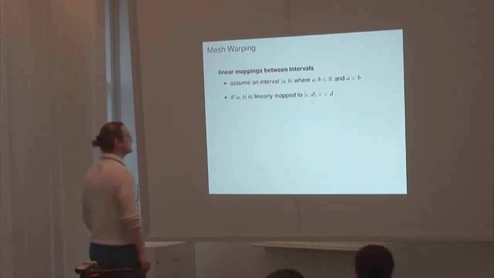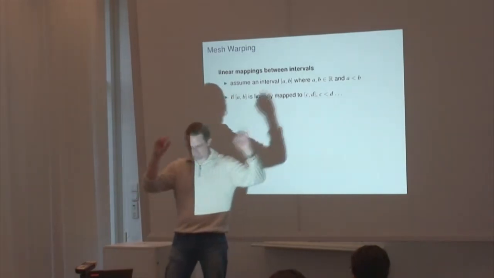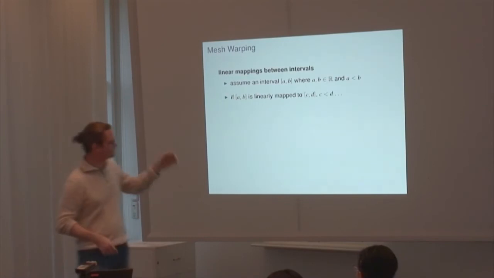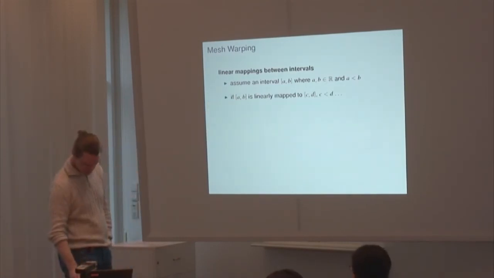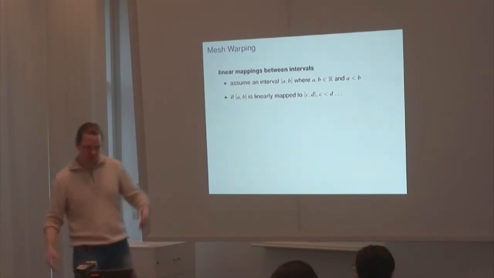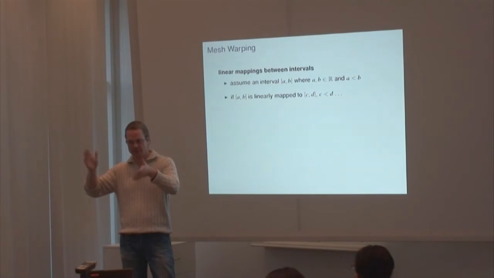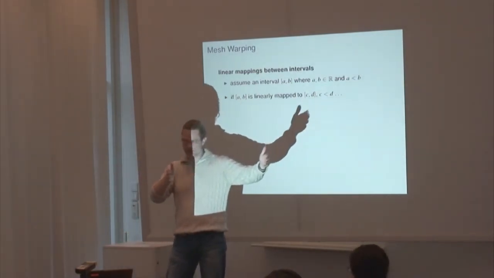And similarly, we define another interval somewhere else. Can be overlapping, does not have to be, but we have another interval from c to d. c is less than d. This interval is also not empty. And we want to map all the values, all the numbers in the interval a to b to the numbers in the interval c to d.